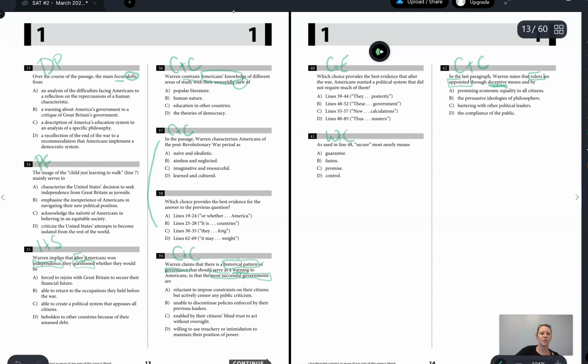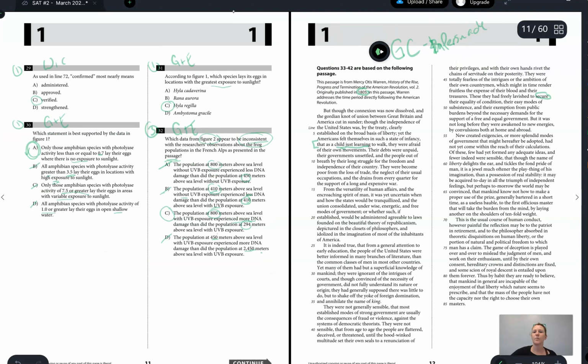So let's go and start reading the passage itself. Okay. But though the connection was now dissolved, this connection between Great Britain and America, and the guardian knot of union between Great Britain and America cut in sunder, so we've separated from Great Britain, though the independence of the United States was, by treaty, clearly established on the broad basis of liberty, yet the Americans felt themselves in such a state of infancy that as a child just learning to walk, they were afraid of their own movements.